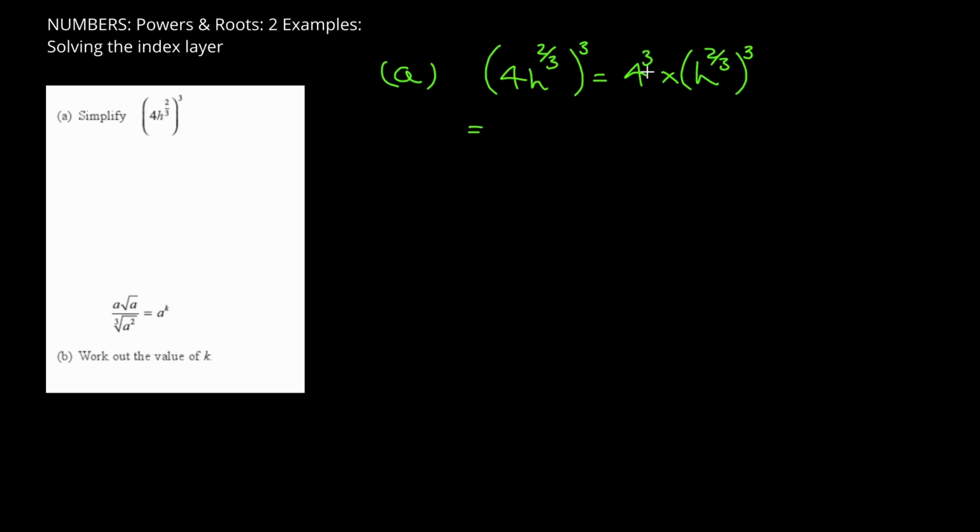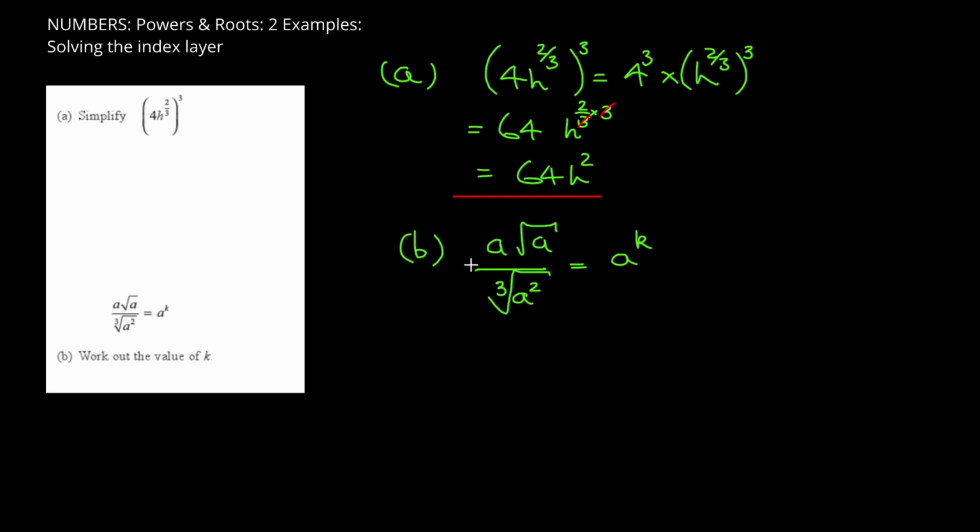And this is equal to 4 cubed, which is 64. And we've got h to the power of 2 over 3, which itself is multiplied by 3. The 3's in the index layer cancel, and we're just left with h squared. So this is equal to 64h squared. And that is the first answer.